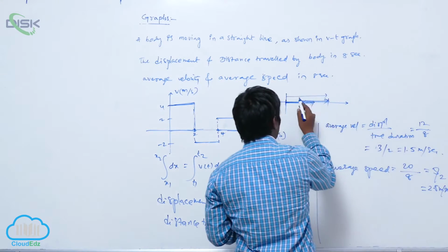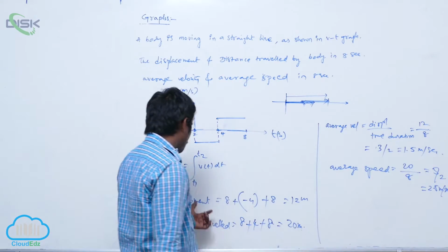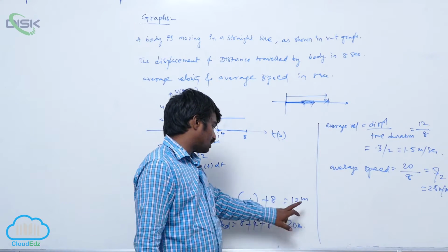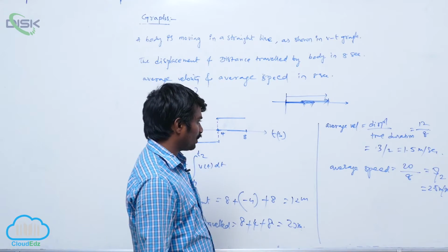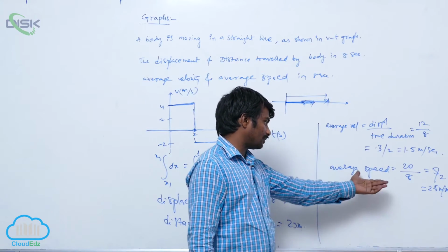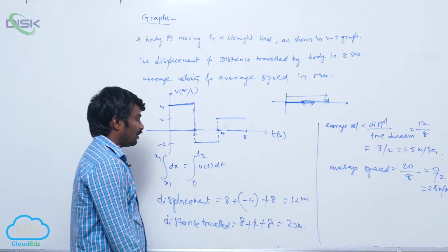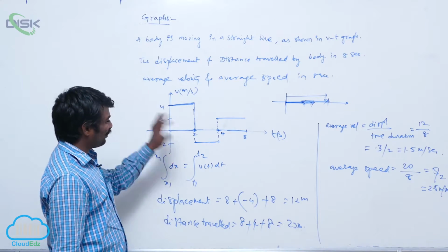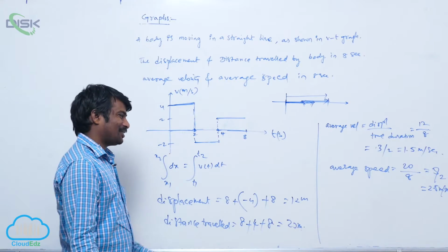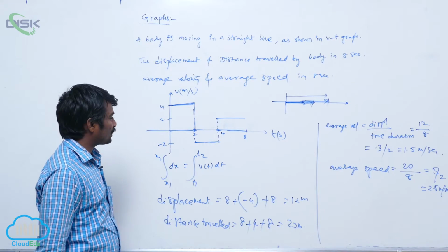Here the direction of motion has changed, that's why the displacement magnitude is less than the distance magnitude or path length magnitude. Average velocity magnitude is less than average speed magnitude. So from the VT graph only we are going to calculate average velocity and average speed.